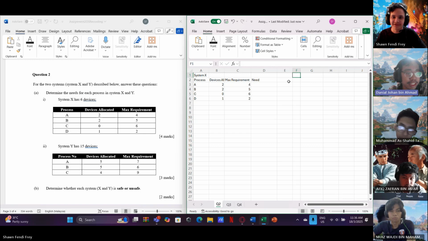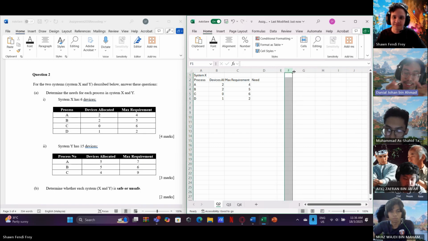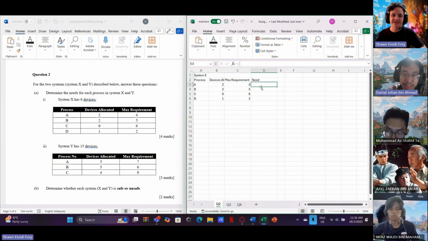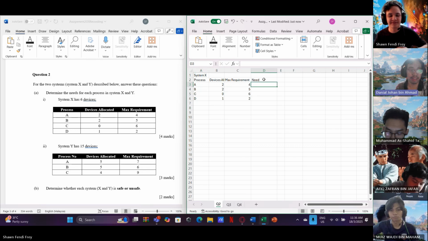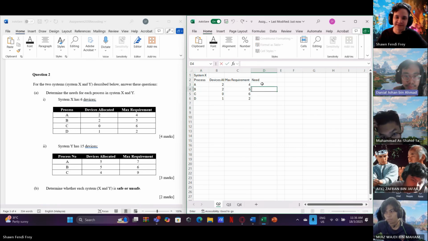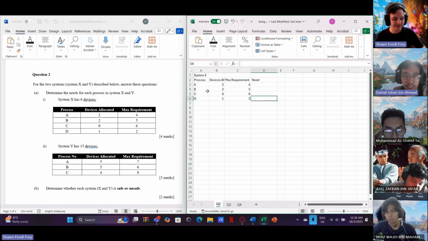Sean, correct me if I'm wrong, but is deadlock when smallest need is more than available? Yeah, for every single available. Every smallest need is more than the available. So no processes can run and then it just dies.